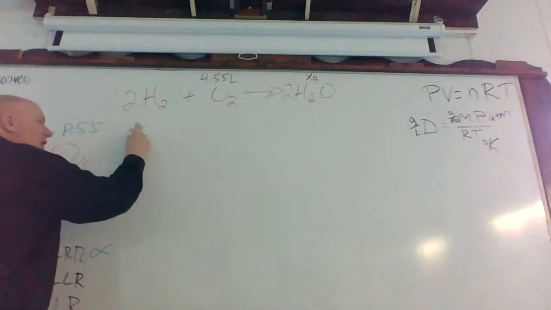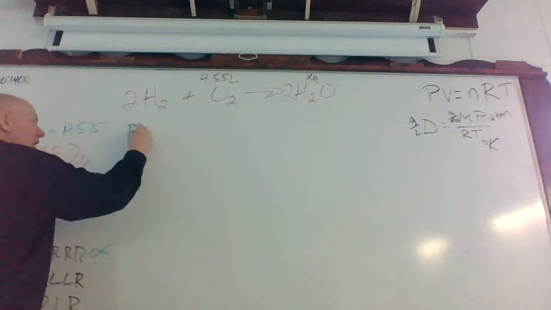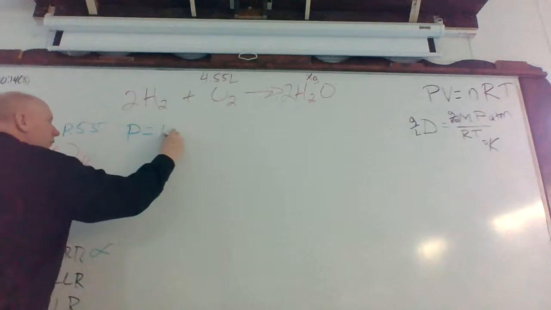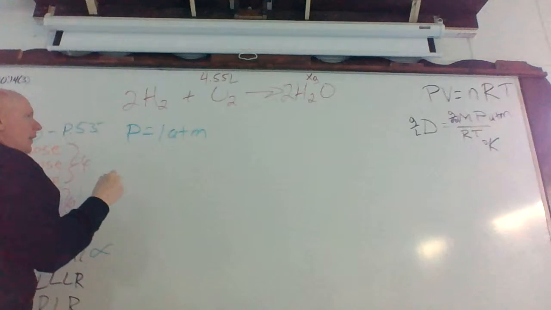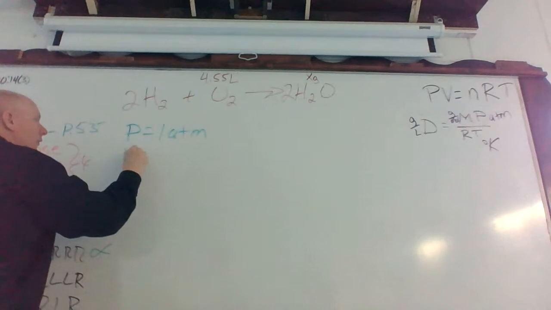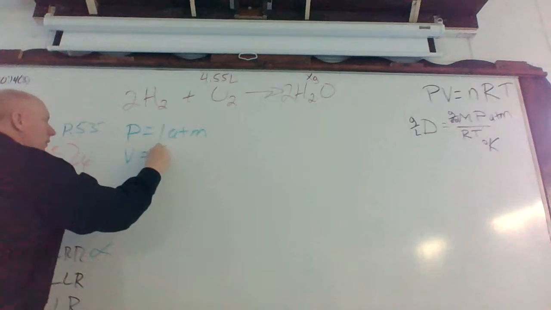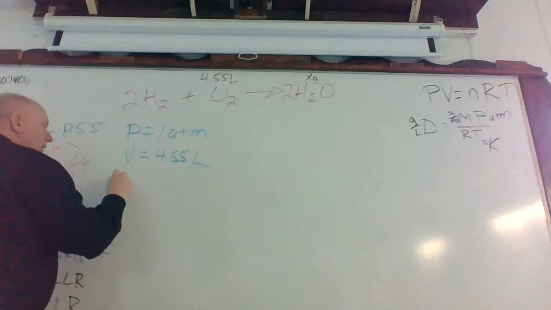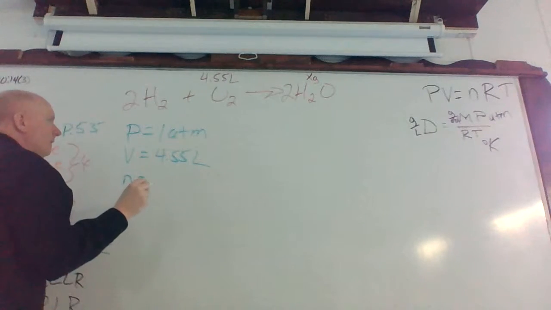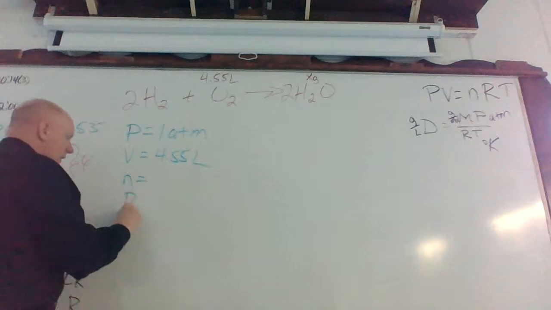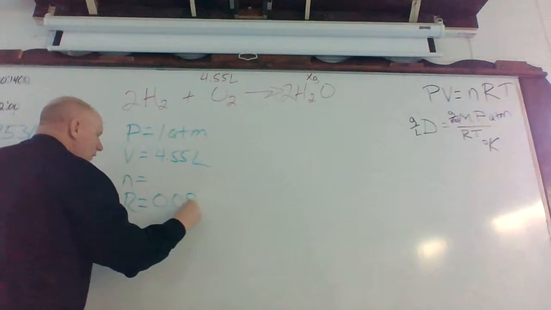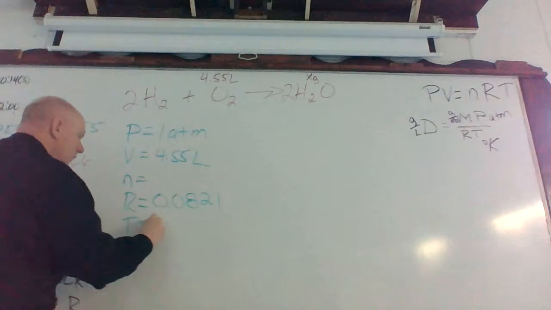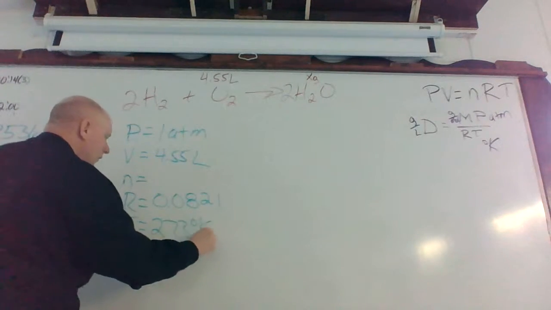We can make these presumptions. What would the pressure be at STP? What would the volume be? Okay, because that was given then. Okay. And then R and then T, correct? Okay.